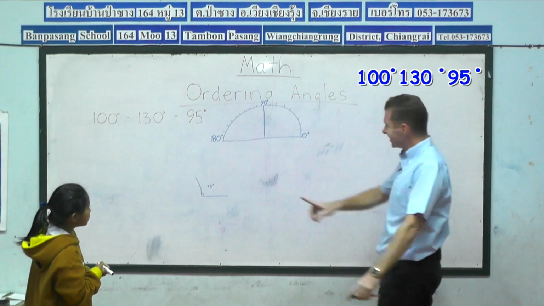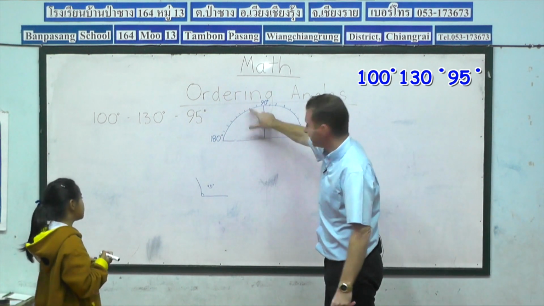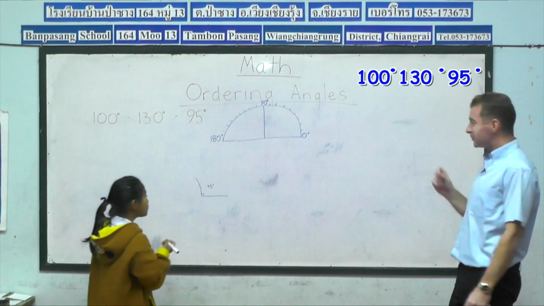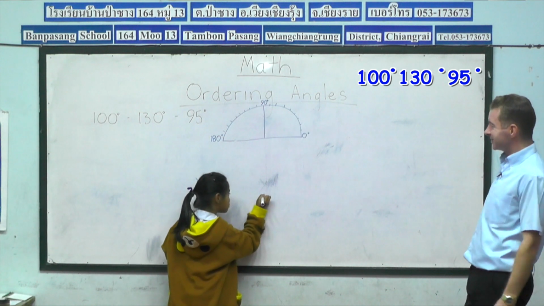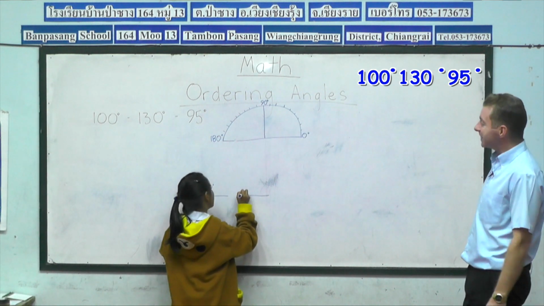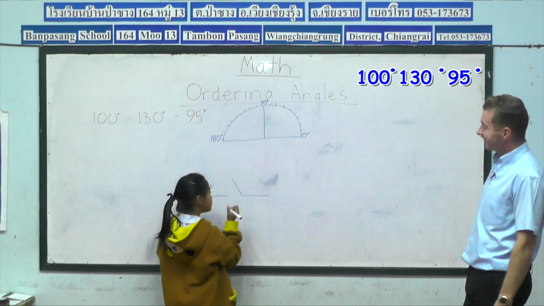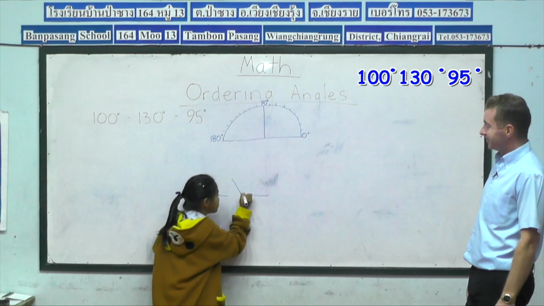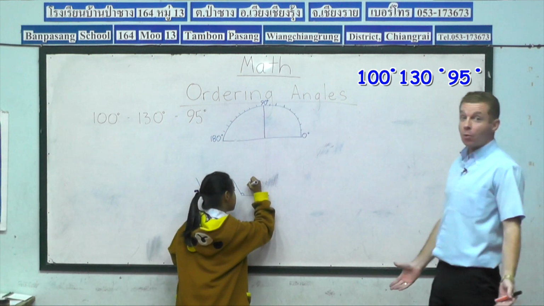Okay, now after 95 degrees, what is our next smallest? 100 degrees. So we've only got to go 5 degrees more. Can you show how to do 100 degrees? A little bit bigger than 95 degrees. Excellent. So the vertex and 100 degrees.